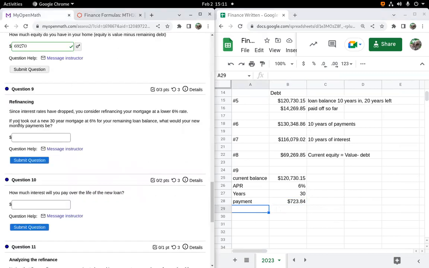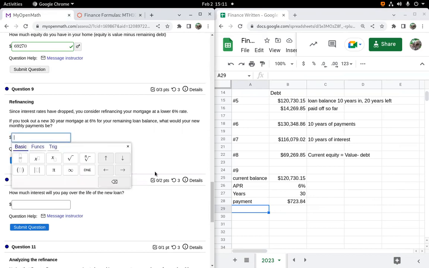All right. Let's see, if you took out a new 30-year mortgage at 6% on the remaining loan balance, okay, we got those things in there. What would your new payment be? All right, my payment will be $723.84.